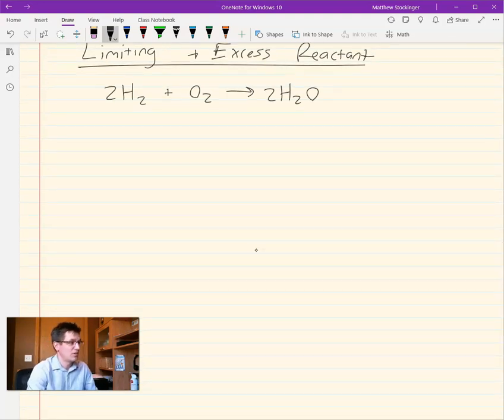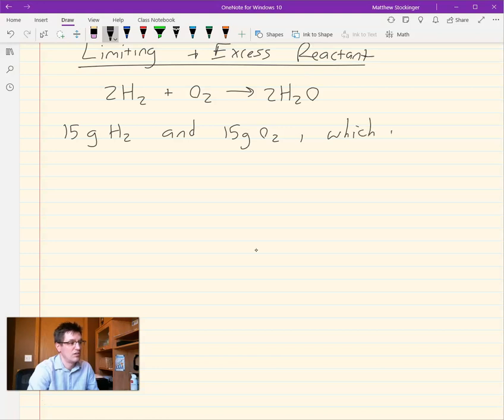And a word problem might be if you have 15 grams of H2 and 15 grams of O2, which is limiting? And you can't assume that since you have the same amount of hydrogen and oxygen that both of them are limiting. That's not actually how it's going to work out.